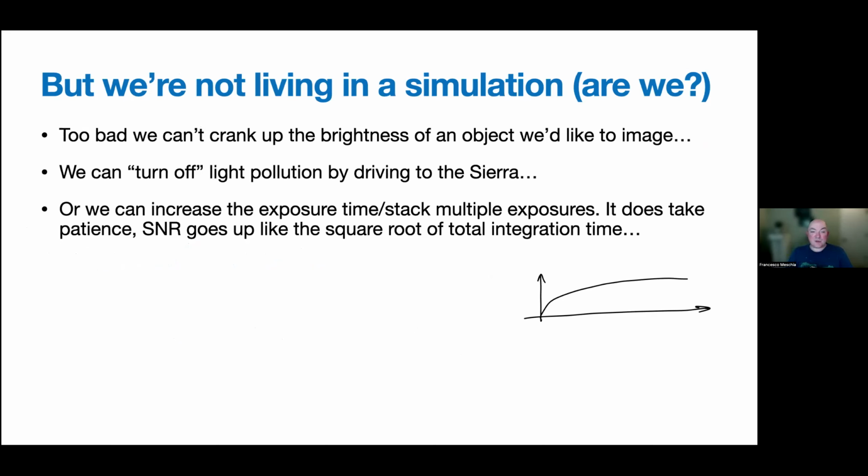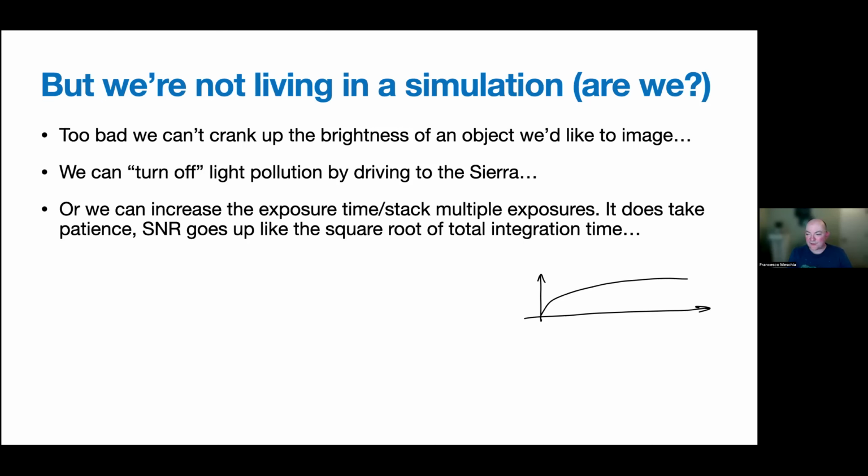For instance, we can turn off light pollution by loading the telescope in the car and driving to the Sierra. Or we could increase the exposure time, or equivalently, stack together multiple exposures. This works, but it takes patience because the signal to noise ratio only goes up like the square root of the total integration time.